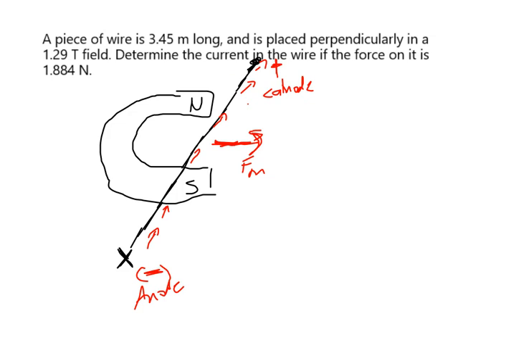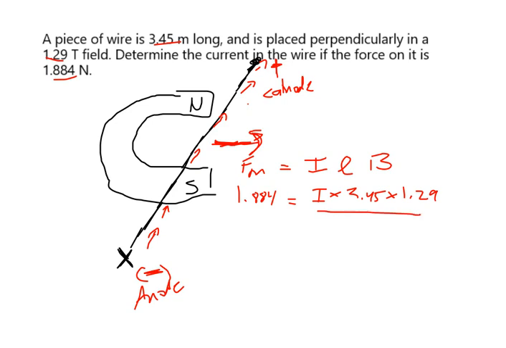Now for the math part. The math part's actually really easy. The formula for a magnetic force is I times L times B. So if you're wondering with how much force this wire is going to torque or bend, all we've got to do is take the, actually no, we're looking for current, aren't we? So this number here is 1.884. Current is what we don't know. Length is 3.45. And B is 1.29. You guys see how those numbers were all sitting there?